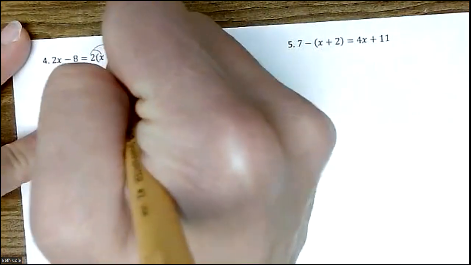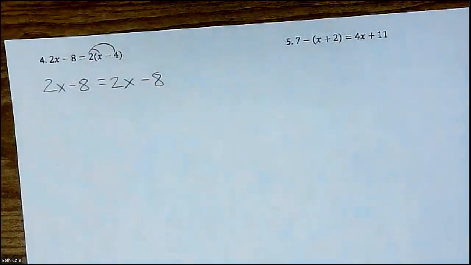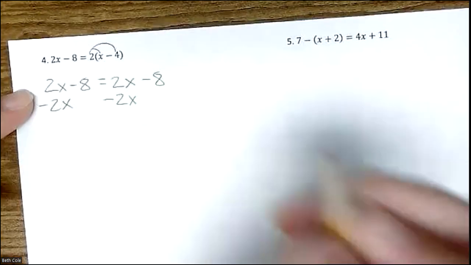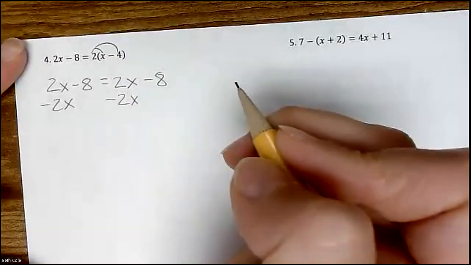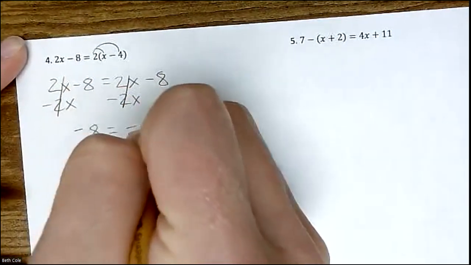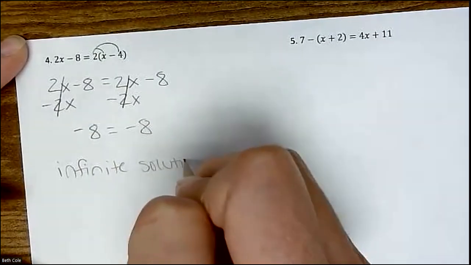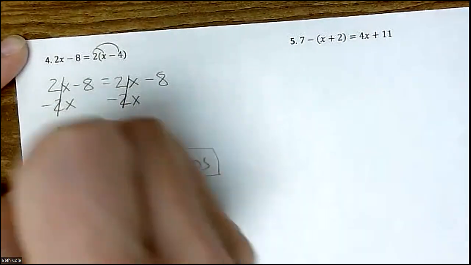All right, distribute the 2. That's going to give you 2x minus 8. And you would subtract the 2x, but what is going to happen? It's infinite. Okay, so you get -8 equals -8, which is good. Why is it infinite solutions? So it says they equal each other. Yeah, they equal each other and it's correct.